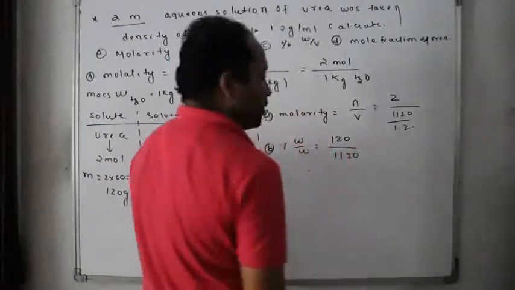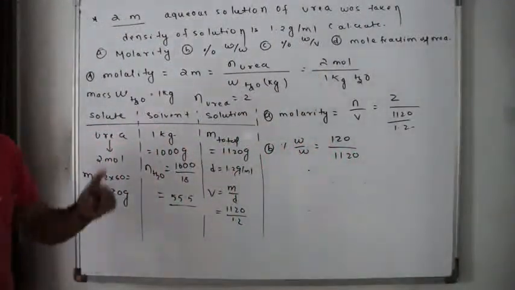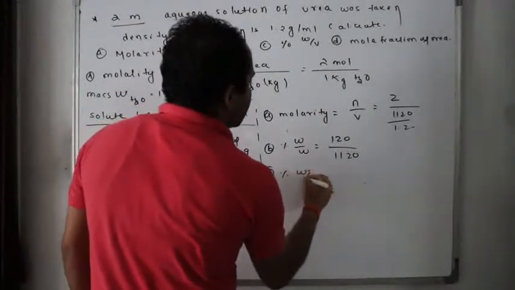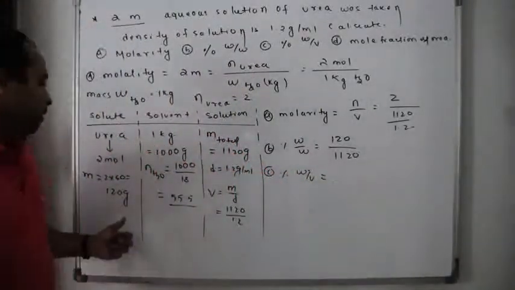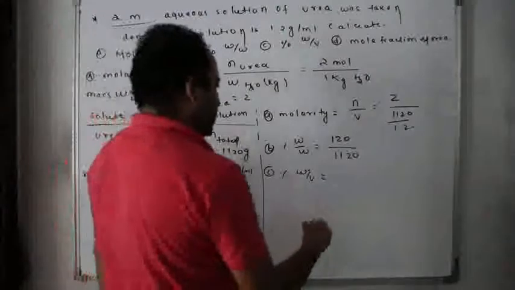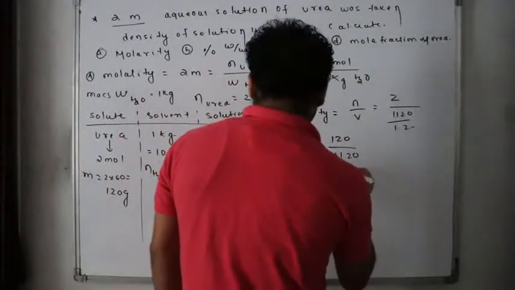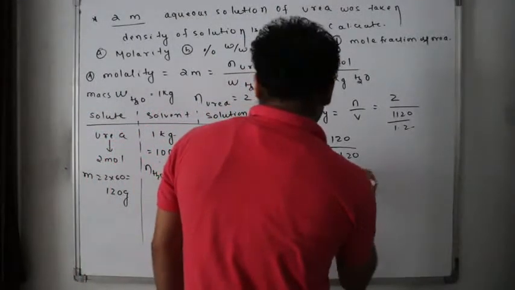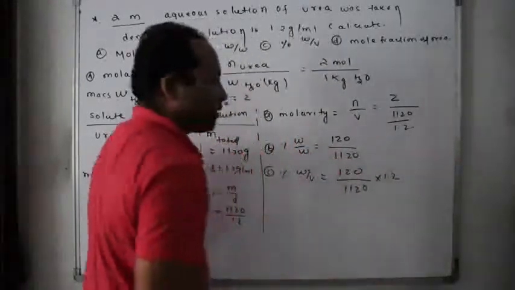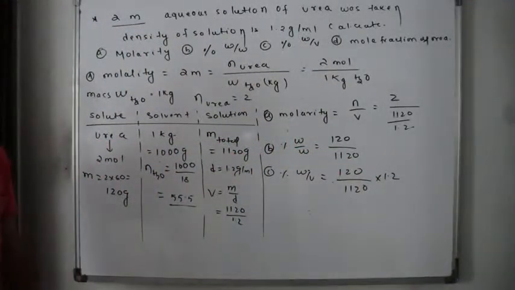1120. Yes or no? Now, third question. Percentage W by V. Mass of solute by volume in ml. So 120 by 1120 into 1.2. Isn't it? Yes or no?